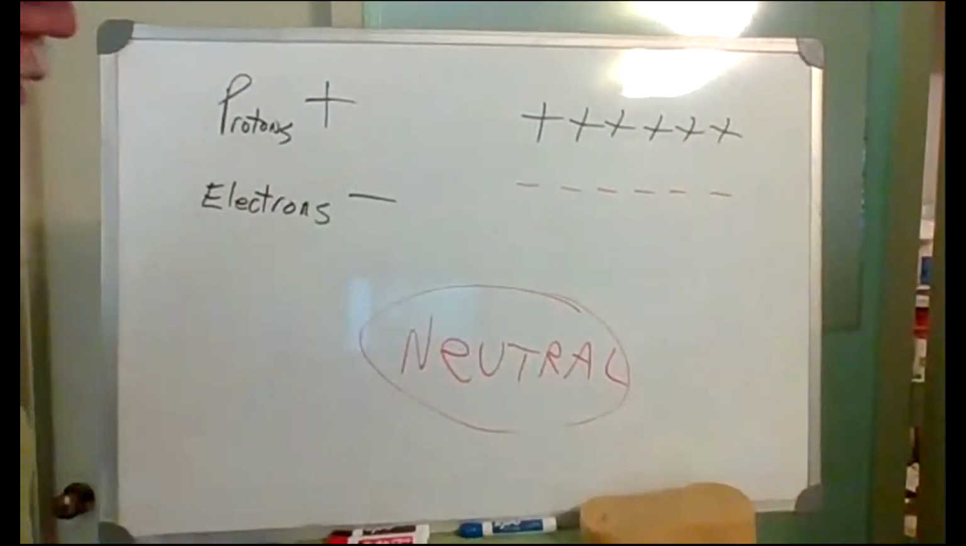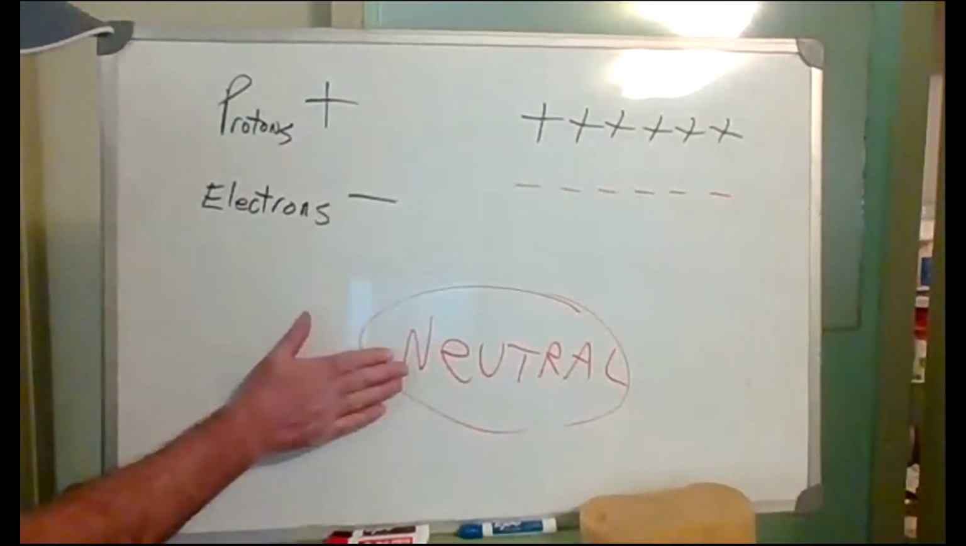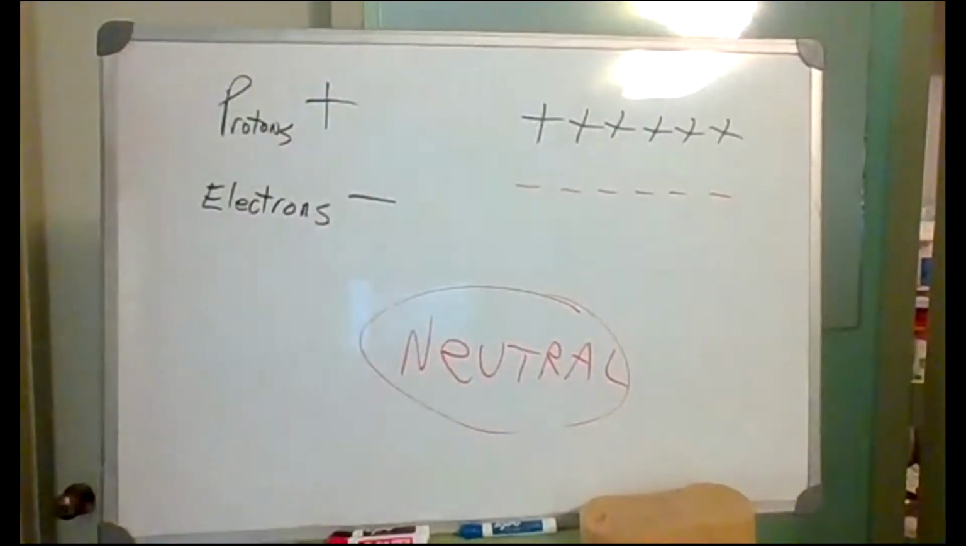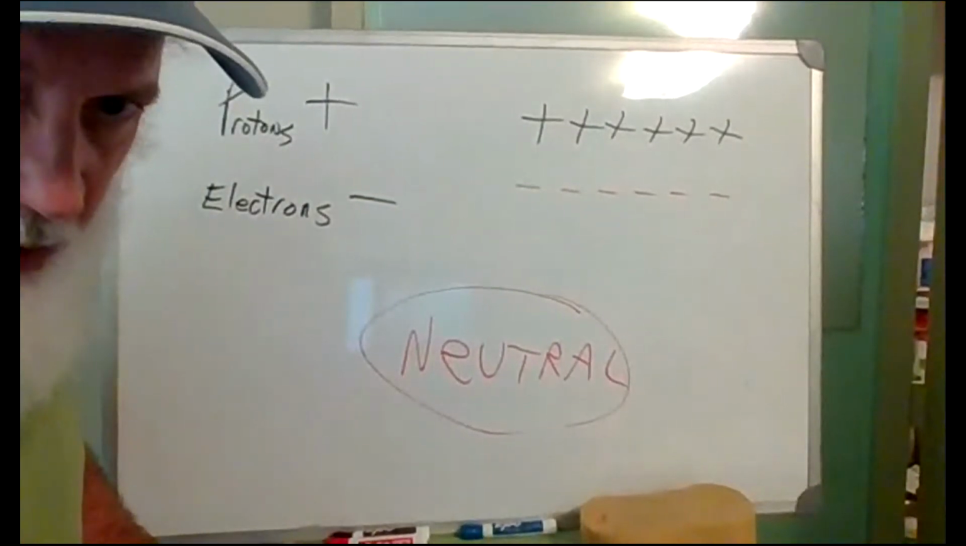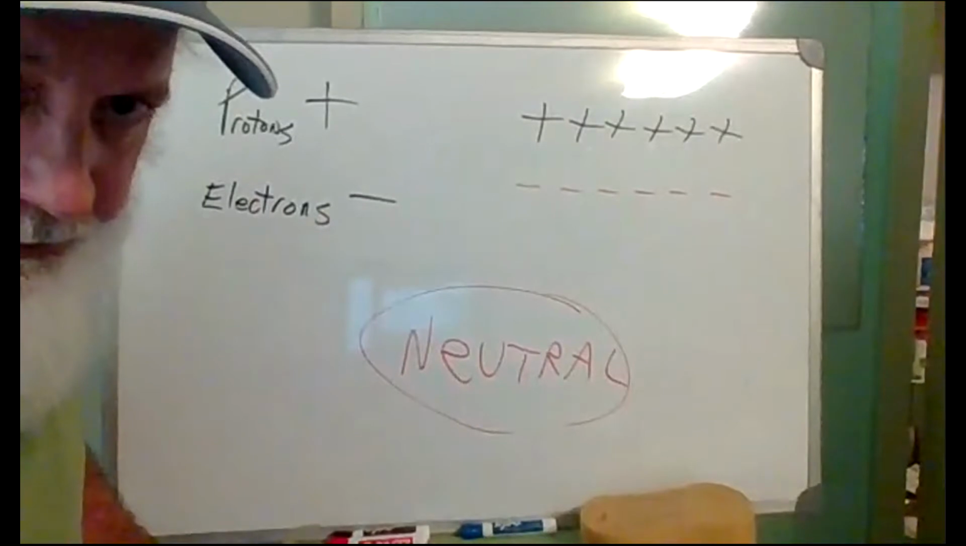Okay, so one more thing. Now that we know the number of electrons in a neutral atom equals the number of protons, now we can talk about those Roman numerals. All right, so I'm going to bring that back up.